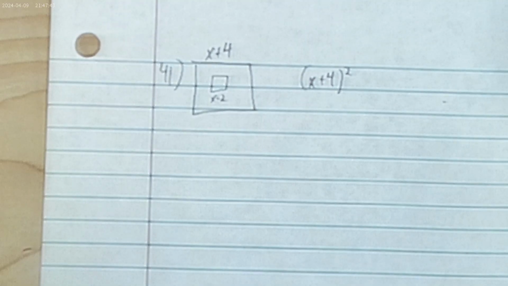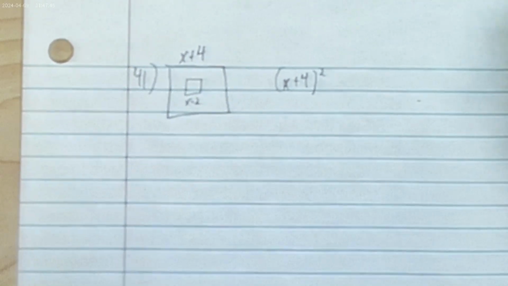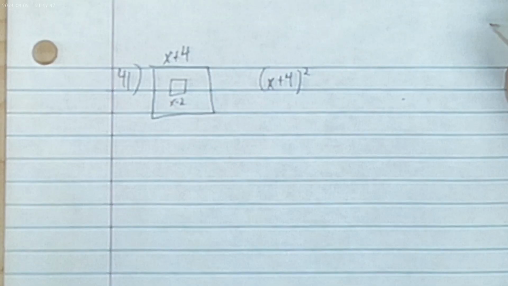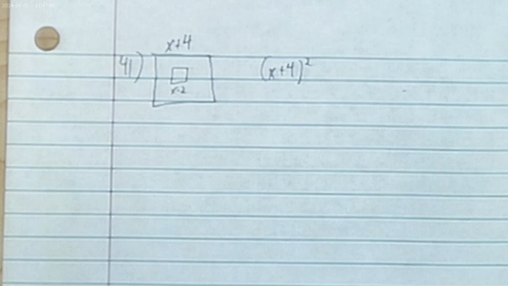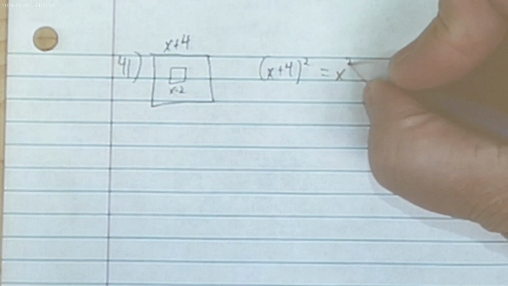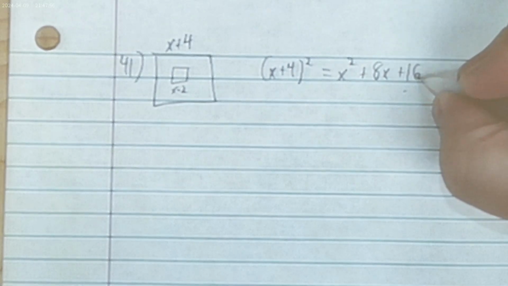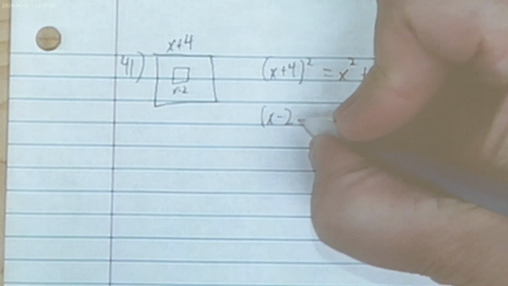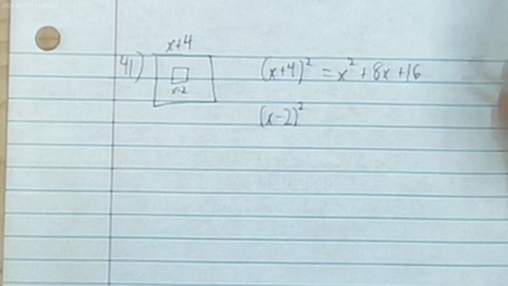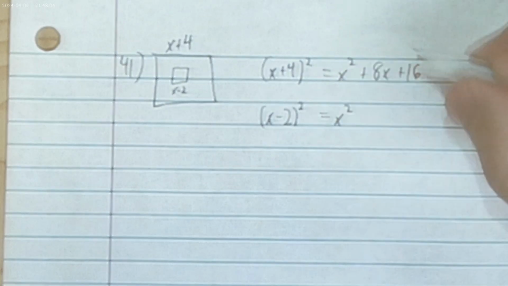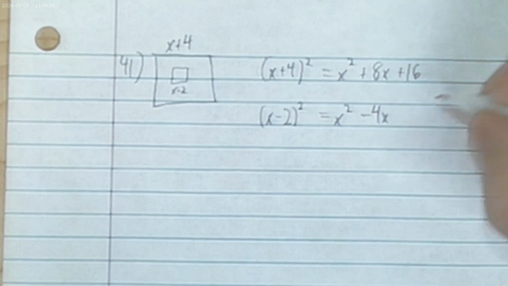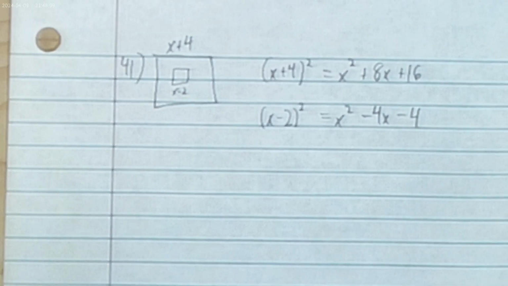And if this sends off some alarm bells, well, it shouldn't be alarm bells. I don't want you to be that nervous. It's because it's a perfect square that is equal to x squared plus 8x plus 16. Similarly, x minus 2 is also a perfect square, which is equal to x squared minus 4x plus 4.